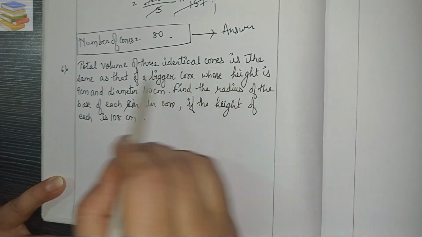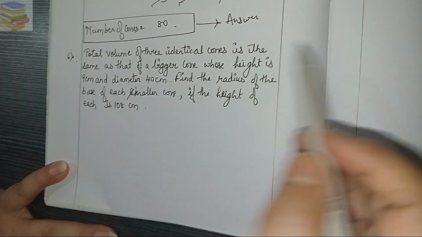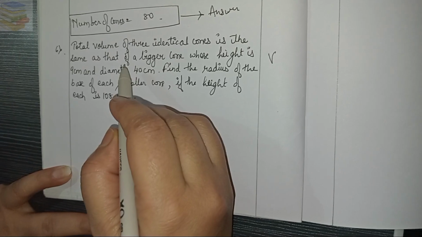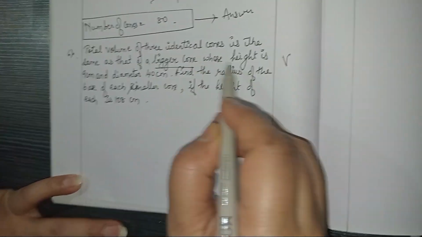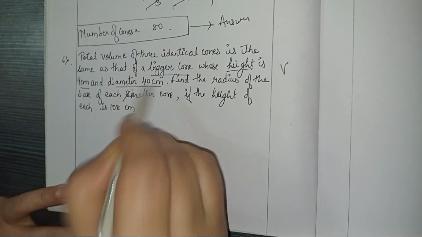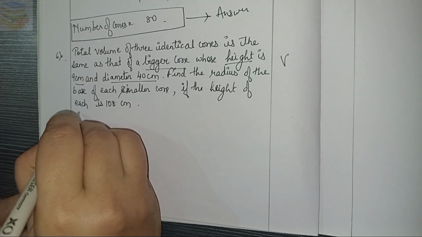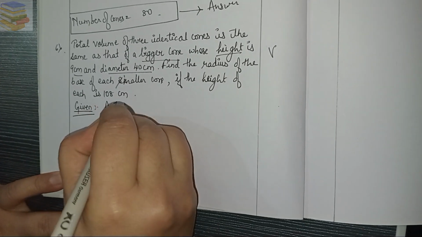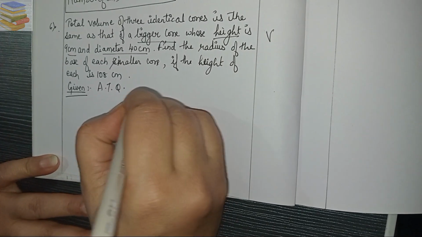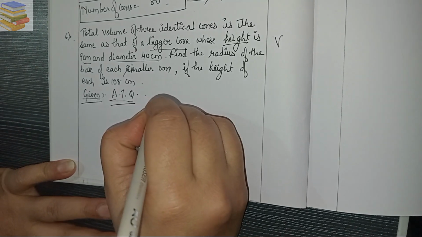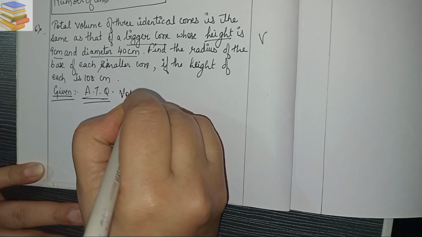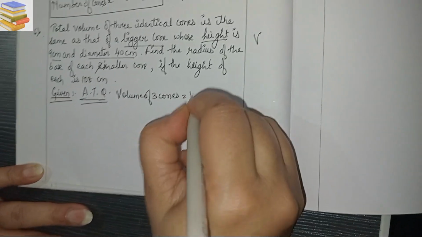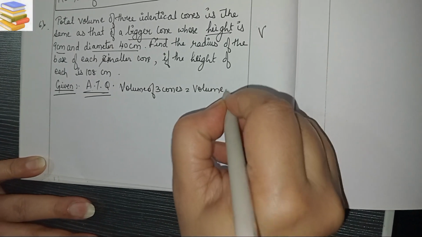Volume of 3 identical cones is the same as that of a bigger cone. That means 3 cones of the same size, and their total volume is equal to the bigger cone whose height is 9 centimeters and diameter is 40 centimeters. So according to the question, the volume of 3 cones is equal to the volume of one big cone.